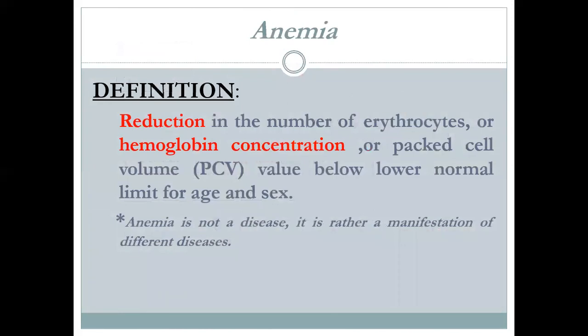Iron is also stored in the body in the liver and in the bone marrow reticuloendothelial system. In the liver, it is stored in the form of ferritin, and in the reticuloendothelial system, it is stored as hemosiderin.